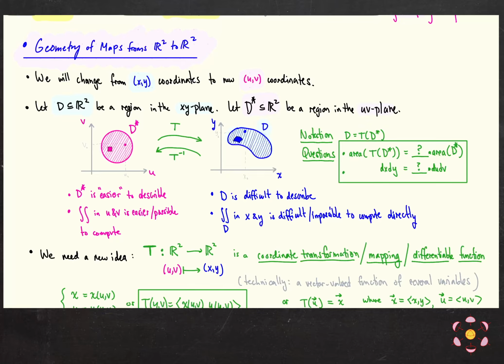Now, looking at this image here, obviously I drew D star to look easier, okay, from the point of view of, that looks like a circle.